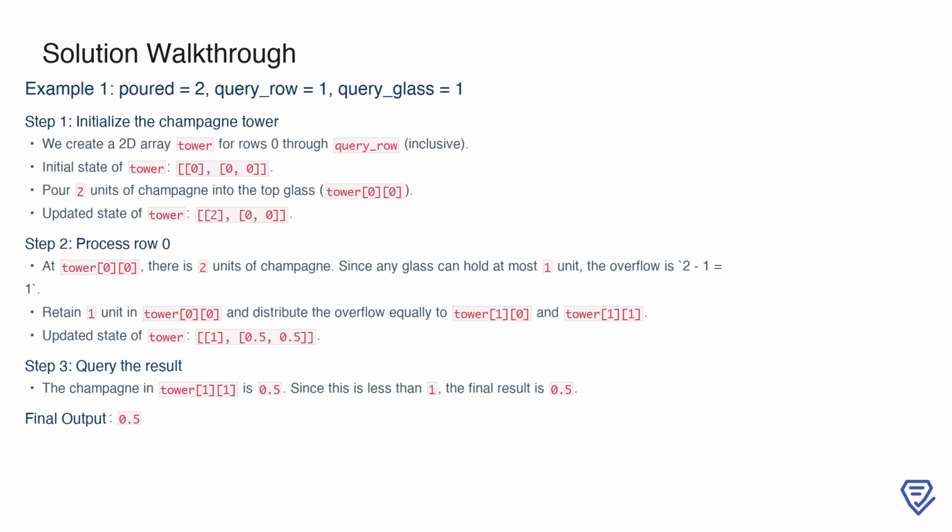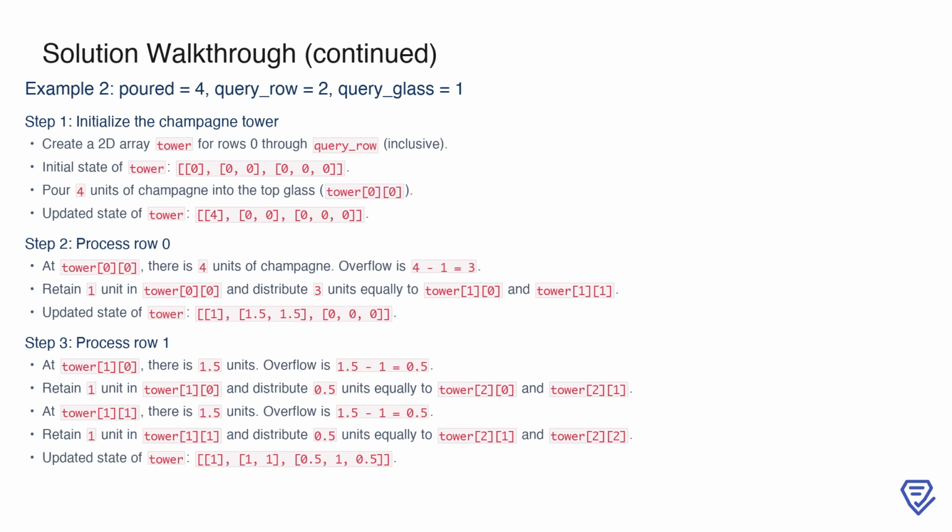Now, we process row 0. The top glass at tower[0][0] contains 2 units of champagne, but since each glass can hold a maximum of 1 unit, the overflow is 2 minus 1, which equals 1. We retain 1 unit in tower[0][0] and distribute the overflow equally between the two glasses below it, tower[1][0] and tower[1][1]. Each glass receives 0.5 units of champagne, and now the tower updates to 1, 0.5, 0.5. Finally, we query the champagne in tower[1][1], which is 0.5. Since it's less than 1, the result is 0.5.